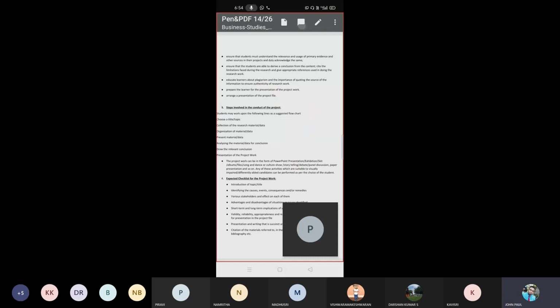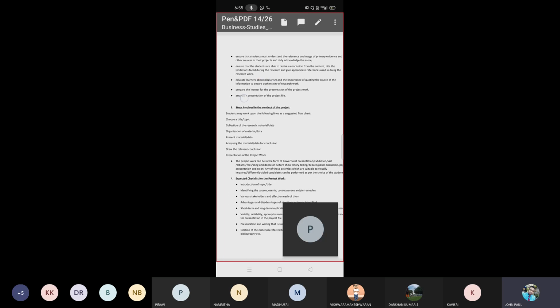Where are these standards used? In Malaysia, and the universities in Malaysia and London, they will ask for a plagiarism report with the project work. So again, they are applied here. We are not supposed to copy. Everything must be our own work. So prepare the learner for the presentation of project work. Arrange a presentation of project work.